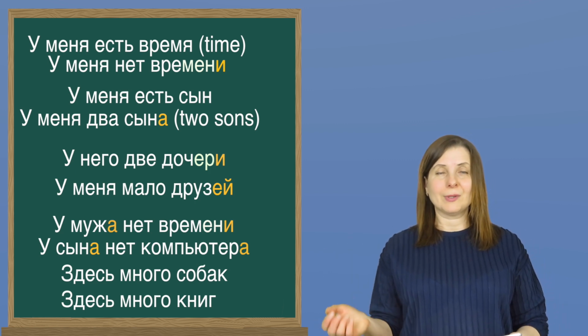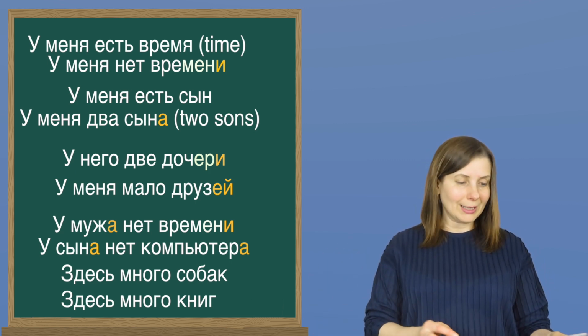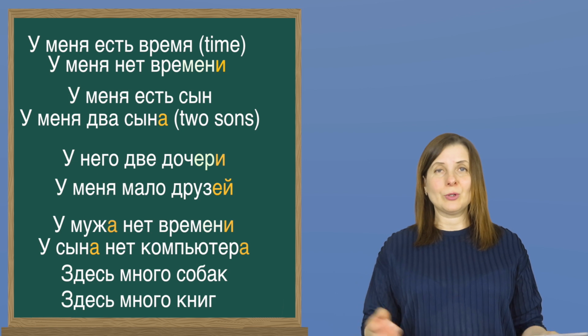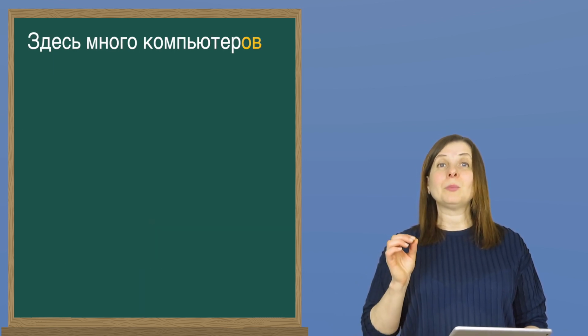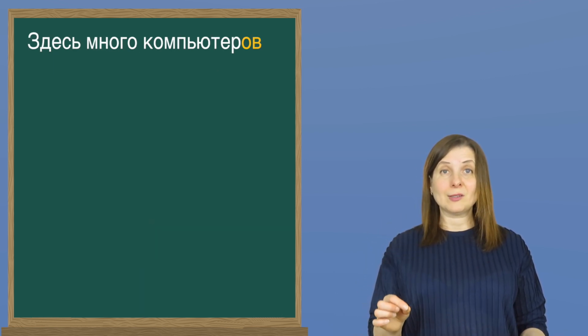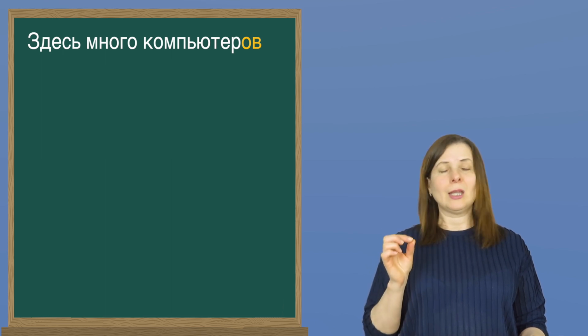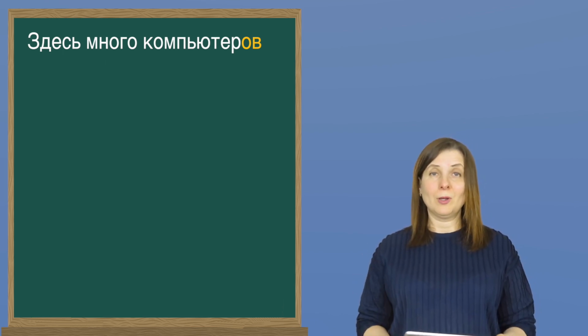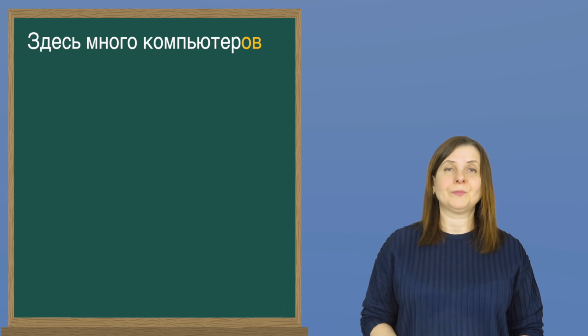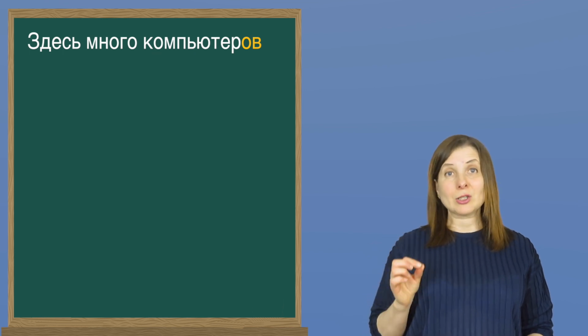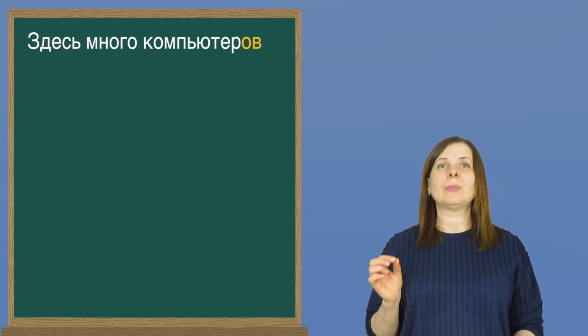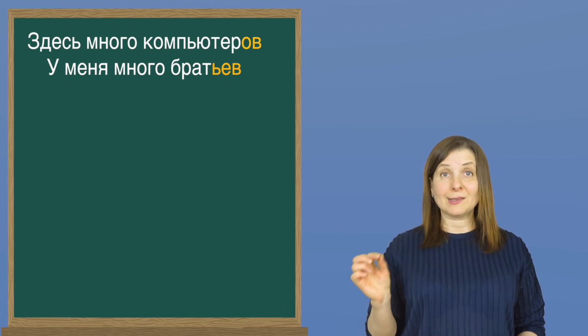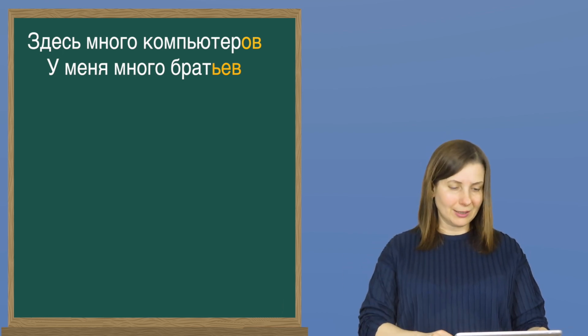У меня здесь много собак. Здесь много книг. If a lot of computers, здесь много компьютеров, because computer is masculine. In genitive plural, we have the ending -ов. У меня много компьютеров. Брат: I have a lot of brothers, у меня много братьев. So another exception.